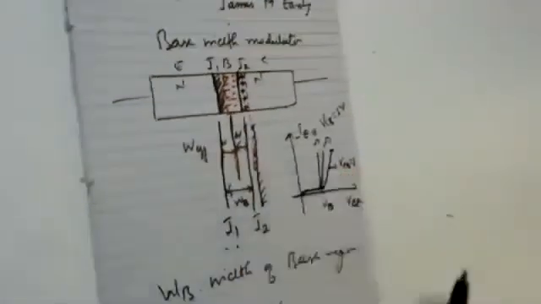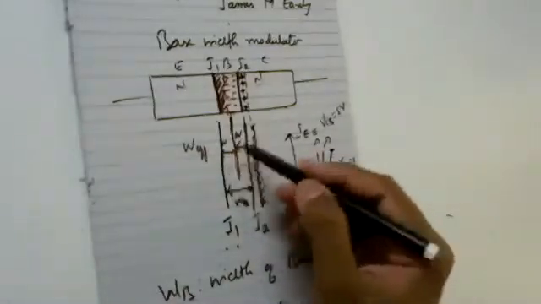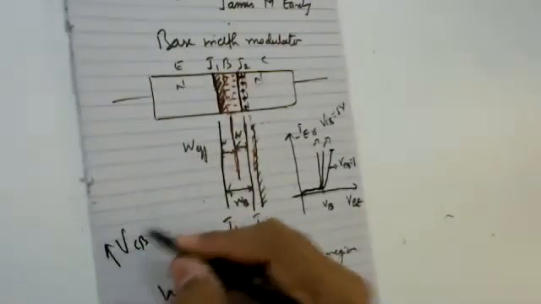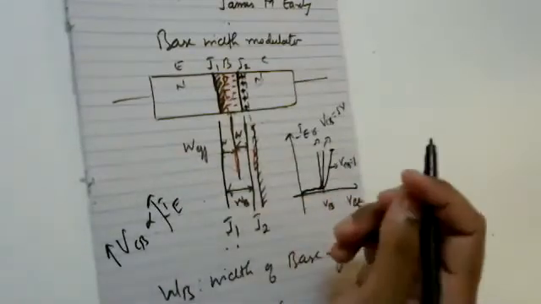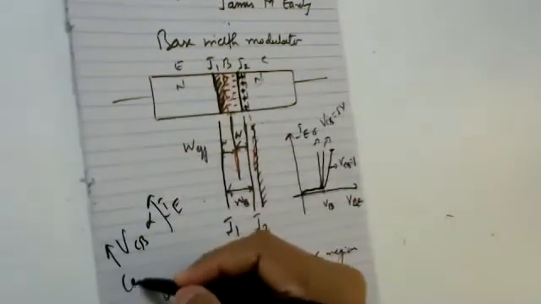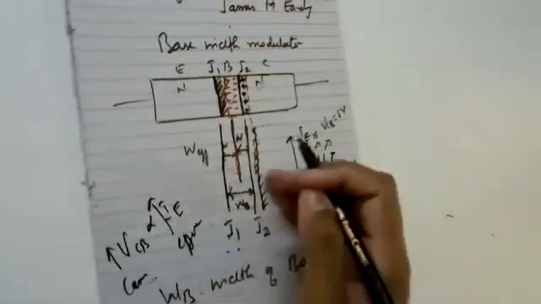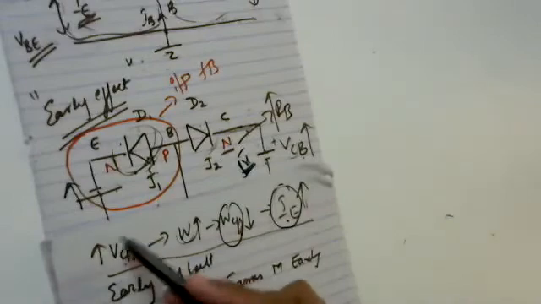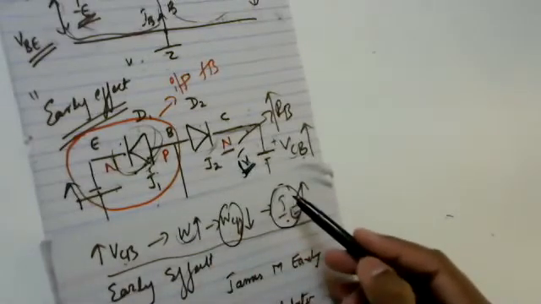So in short, if you don't want to deal with the width, I can simply say that if VCB is increased, then proportionately IE is also going to increase. This is the cause and this is the effect. You can see here, when VCB is increased, IE is also increased. So VCB being the cause, the effect is an increase in the value of current IE.